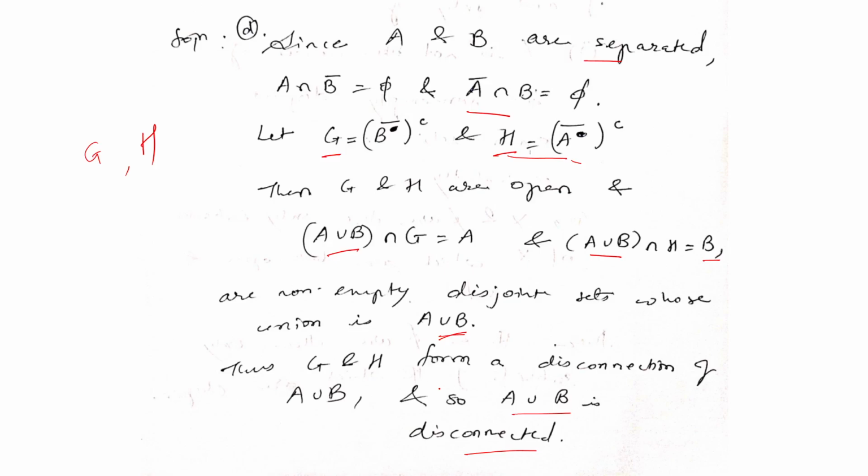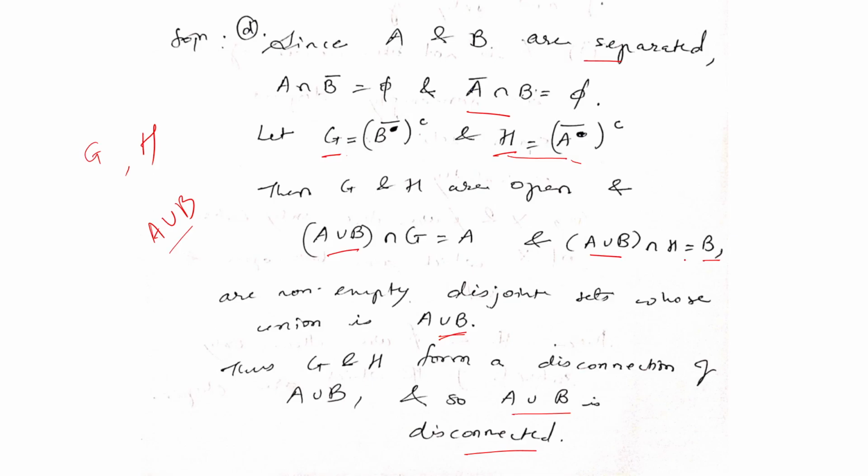So let's prove that it is disconnected. For proving disconnectedness, you should have two sets, right? So let us consider two non-empty sets, G as the complement of B closure and H as the complement of A closure. Here, you can see that each is the complement of a closed set, so G and H are open. Now you need to prove that A union B is disconnected, right? So for proving it is disconnected, just taking its intersection with G, what will you get? A. Now, if you take A union B intersection with H, you will get B, right?